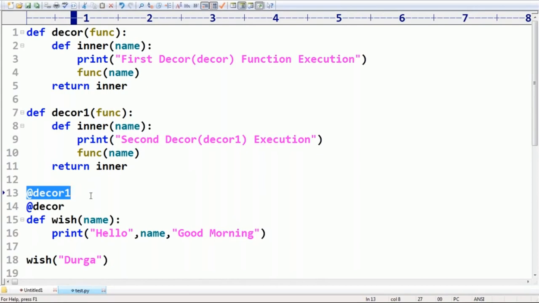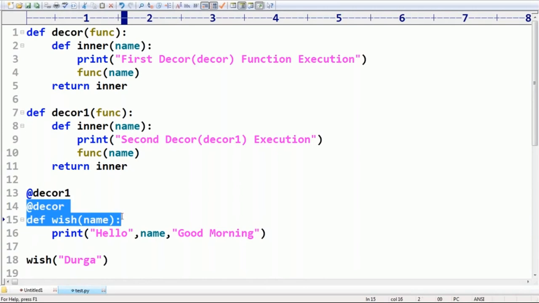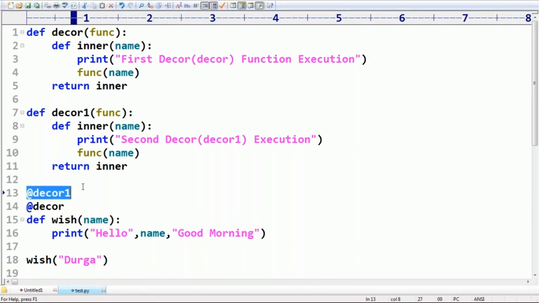Out of 100, 90% of the people feel first decor1 is going to be executed, and after completing that, this one is going to execute. But which one is nearer to the function, decor or decor1? Decor. That's why remember that the innermost will be executed first, after that the outer one. Don't get confused.